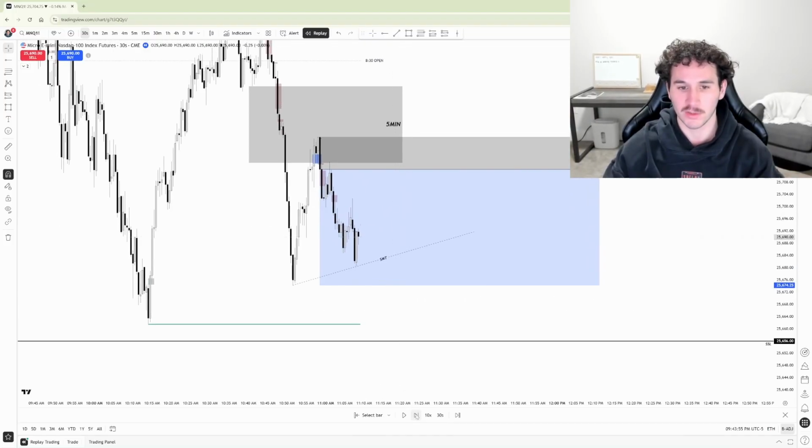Unfortunately for me, as you guys can see here, after I got my 30-second inversion set up, after we tapped the 5 minute, the continuation model, we started chopping around for a very long time. I was in this trade for a long time.